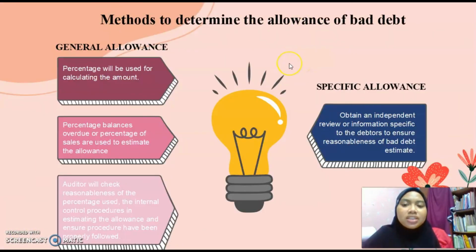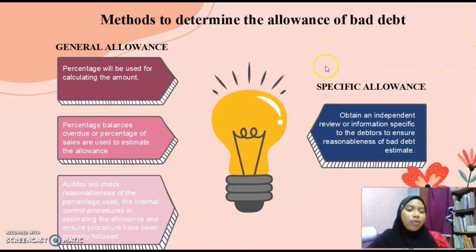These are the methods to determine the allowance for bad debt. Okay, the first one is general allowance. A percentage will be used for calculating the amount. The percentage of balance overdue or percentage of sales is used to estimate the allowance. And the auditor will check the reasonableness of the percentage used and the internal control procedures in estimating the allowance, and also ensure procedures have been properly followed.